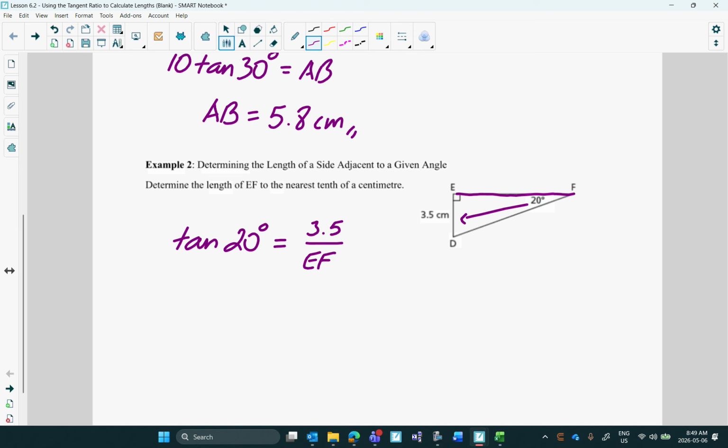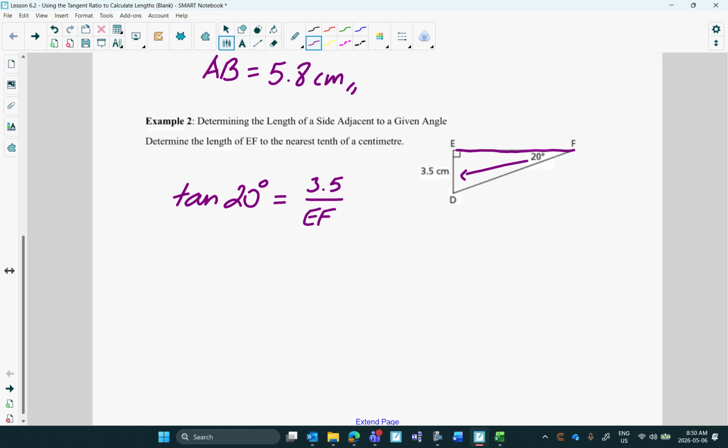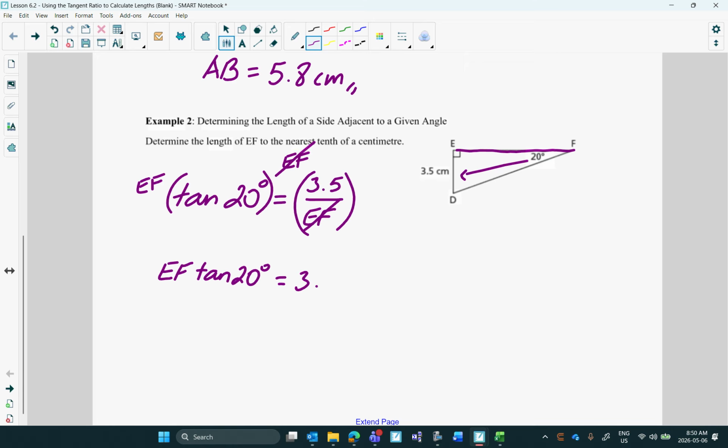Notice this time the unknown's on the bottom of the fraction. Well, I've got to do a couple of steps here. First of all, you want to get rid of the fraction. How do I get rid of divide EF? Times EF. Whatever you do to one side, you've got to do to the other. So I'm going to be left with EF times tan 20. You can use the parentheses, you don't have to. Equals 3.5. So I got rid of the fraction.